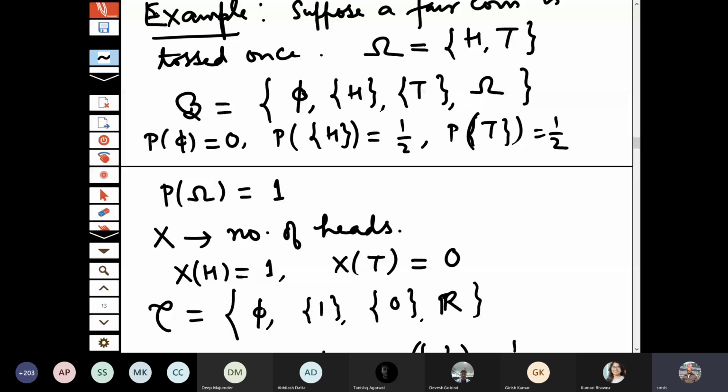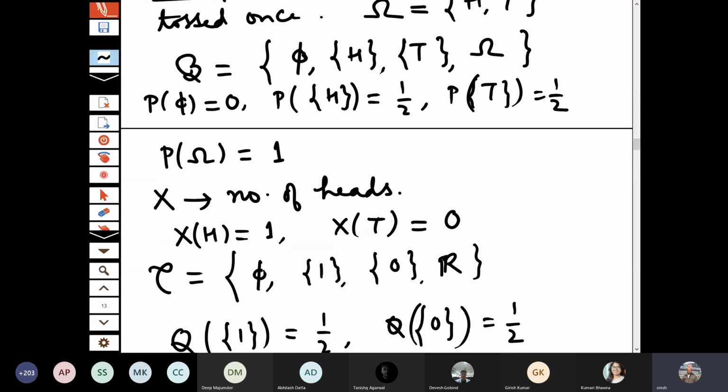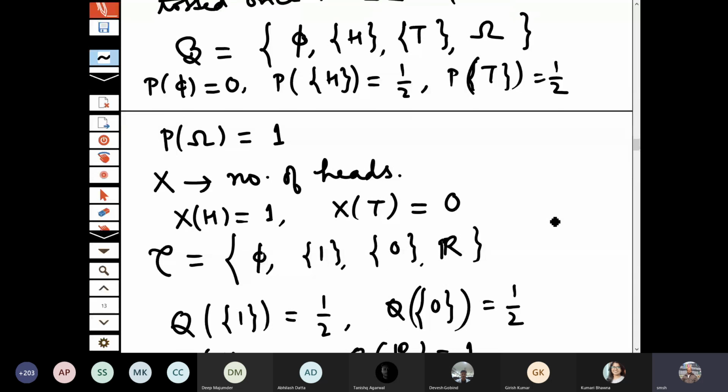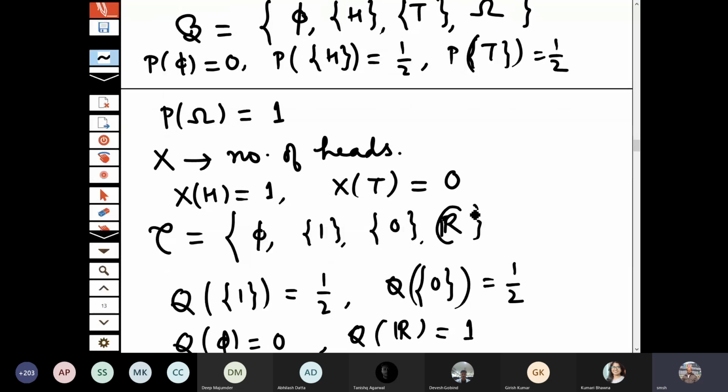I am defining the random variable X to be the number of heads. So H goes to 1 and T goes to 0. So what is happening to the sets of B, where do they go? Phi of course goes to phi, H goes to 1, T goes to 0, and omega goes to R. See, we may not write R here, we may write only 0, 1 also. I just wrote R because we are considering this one, but we may consider only 0, 1 also.